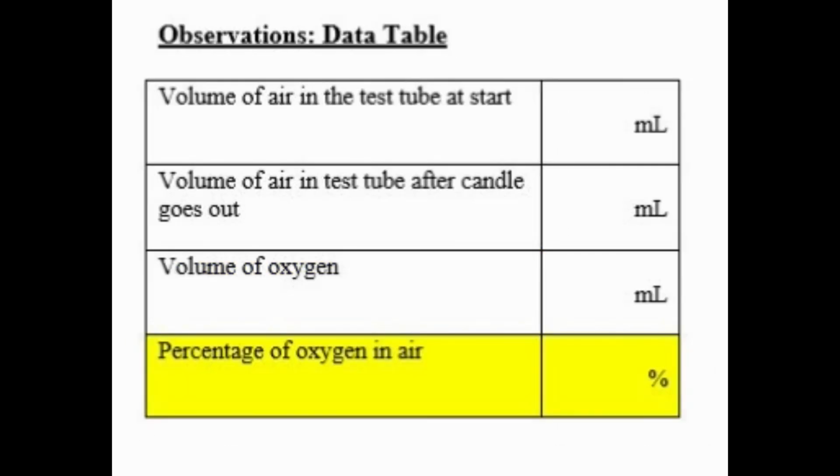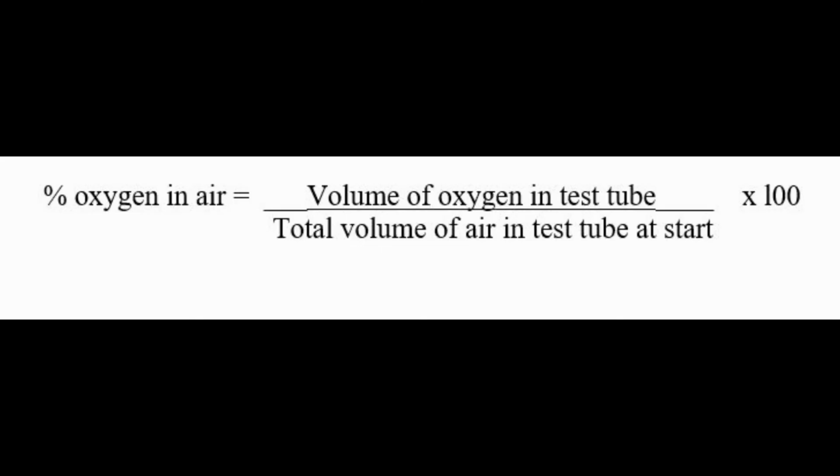To determine the percentage of oxygen in the air, take the volume of oxygen in the test tube, divide it by the total volume of air in the test tube at the start, and then multiply that by 100. Please pause the video now and put your result in the space provided.